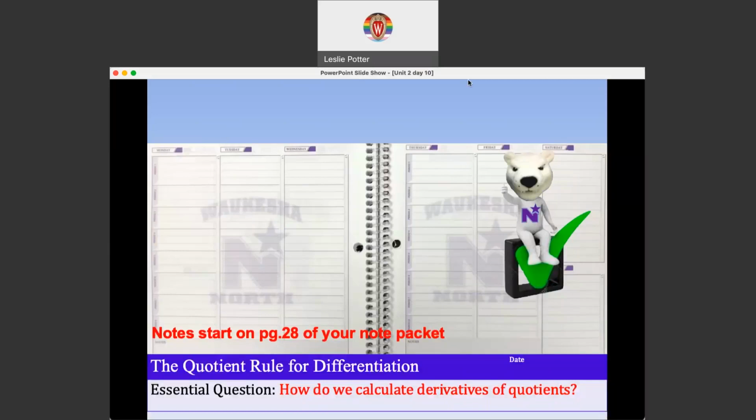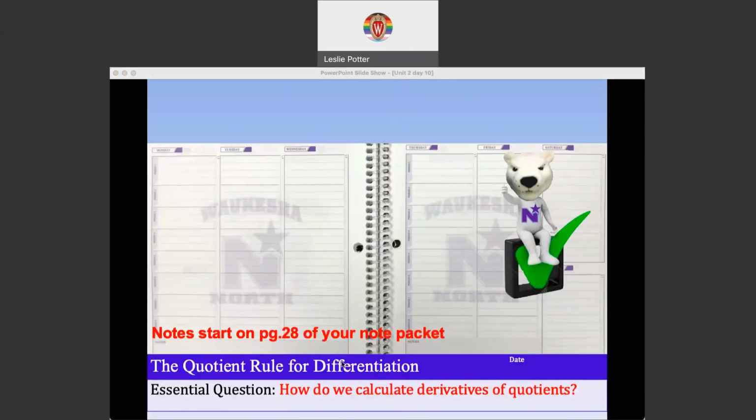These are the notes for Unit 2, Day 10, and they start on page 28 of your note packet. So in the previous class, we talked about the product rule, where we had two things that were multiplied together, and we needed a differentiation technique to work with that. Now we're talking about the quotient rule.